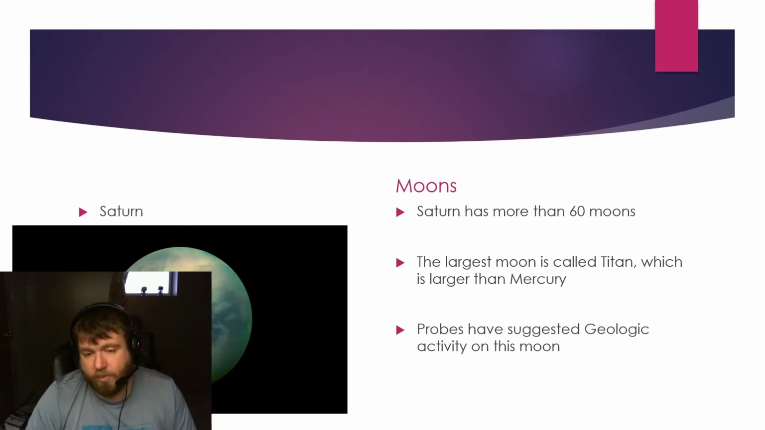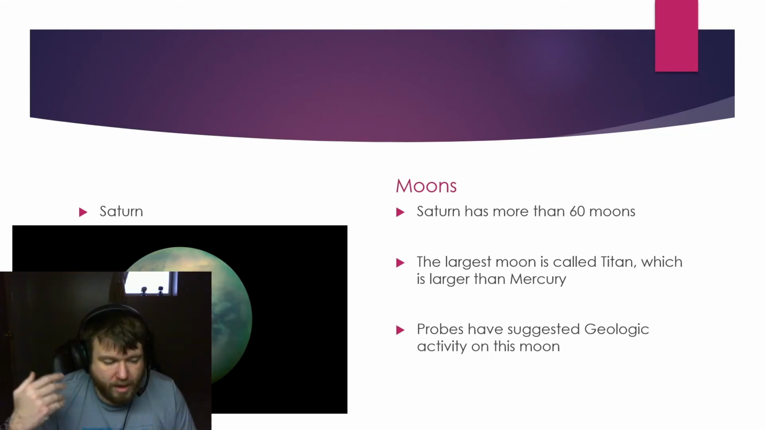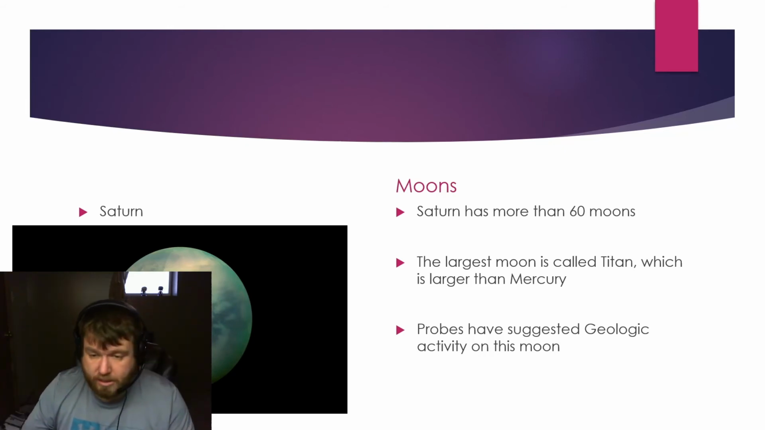Now you might be thinking, well, why isn't Titan a planet? If Titan is bigger than Mercury, what makes it not a planet? Well, the difference between a moon and a planet is what it revolves around. You know, our moon here on Earth revolves around Earth, whereas Earth revolves around the sun. So, because Titan revolves around Saturn, it does not revolve around the sun. That makes it a moon and not a planet.